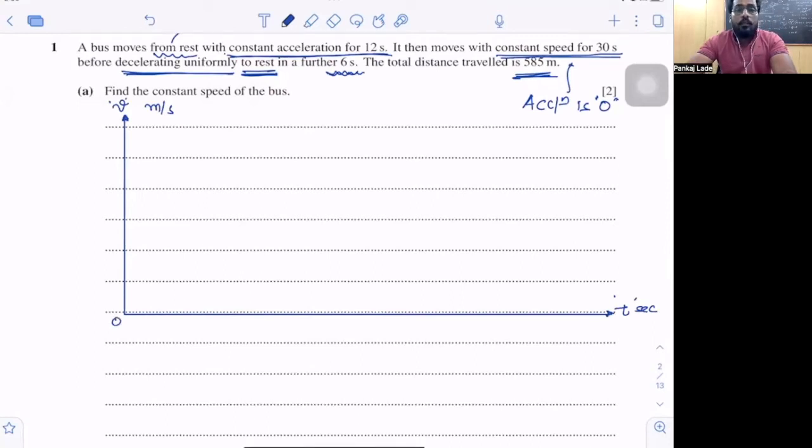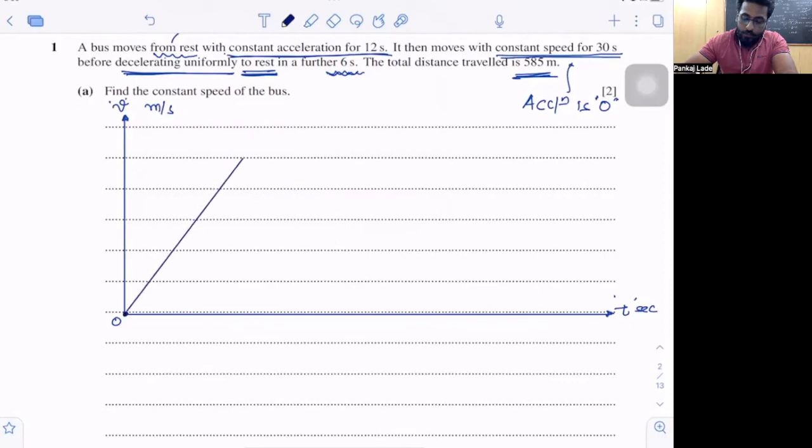Now it is told to us that the bus is moving from rest, so of course it will start from this point here, isn't it? It will start from the origin. It will start at t equal to 0 with initial velocity as 0. Then for the first 12 seconds it moves with constant acceleration, so uniform acceleration. Velocity will be linearly increasing. Okay, so it will increase like this for the first 12 seconds.